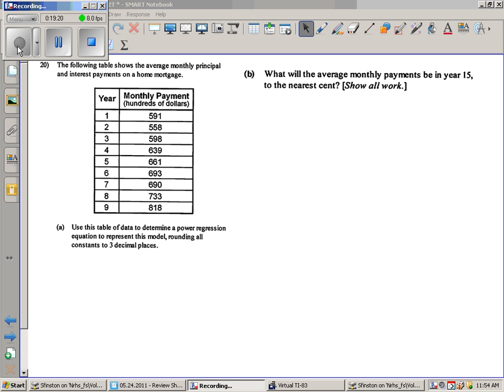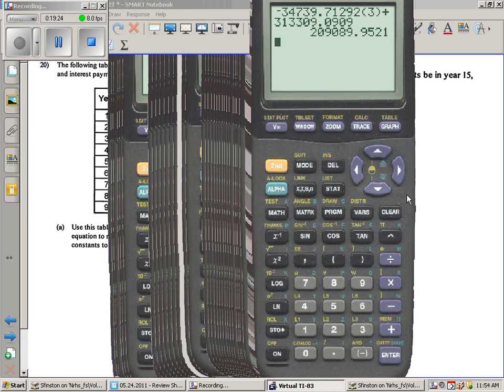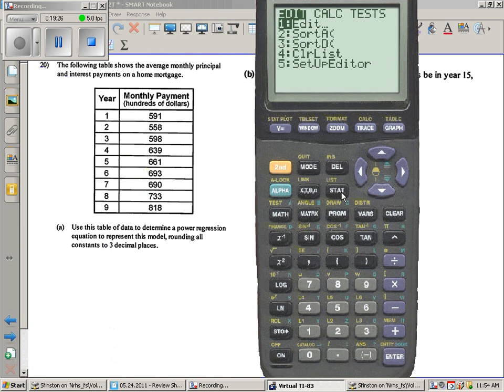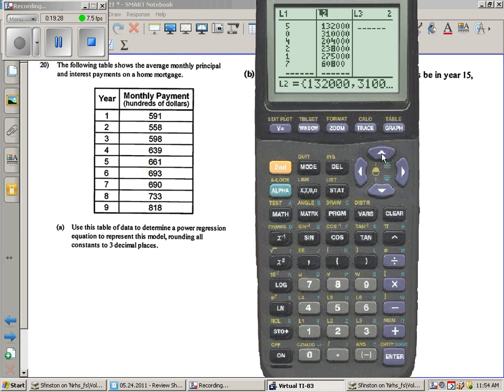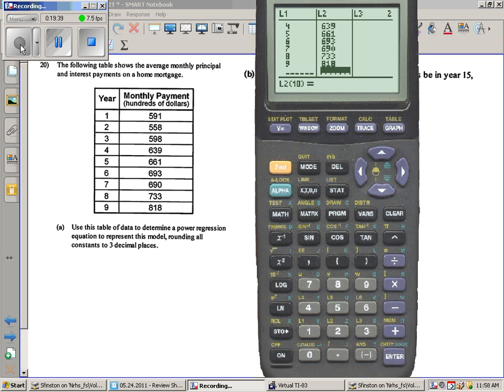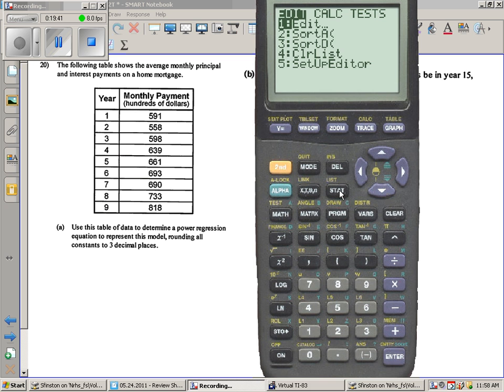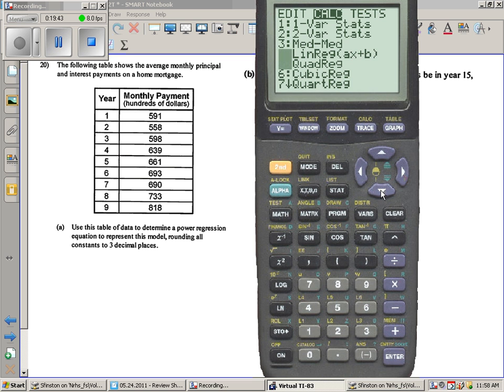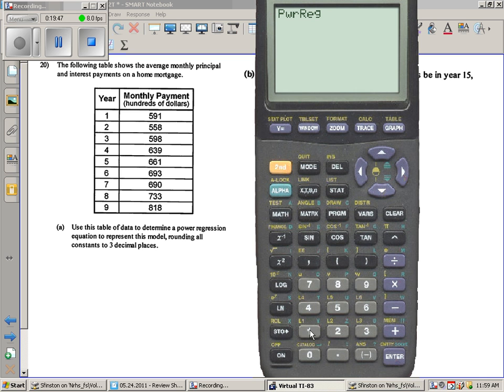Last problem, we're going to do the same thing, except we're just going to do a power regression this time. We're going to enter stuff into the calculator. Stat, edit, we're going to clear out our lists. We're going to enter in 1, 2, 3, 4, 5, 6, 7, 8, 9. I'm just going to enter this in. You don't need to watch me for that. All right, so we're going to enter it in, and then we're going to do a power regression calc. Scroll down until you find the one that you want, power regression, on L1, L2.